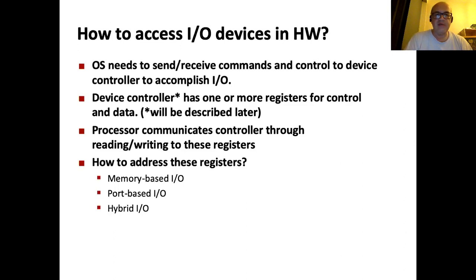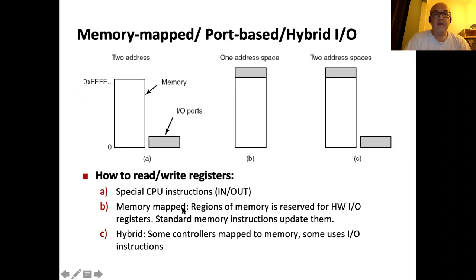The addresses of such registers are handled through different approaches. We have memory-mapped I/O, port-based I/O, and hybrid I/O. In memory-mapped I/O, we don't have special I/O instructions. Parts of the memory are reserved for the I/O device. If you write to a specific address of memory, it is actually registered in the I/O device, and that will end up in sending a command or status, or reading some address will end up in reading the status of the device.